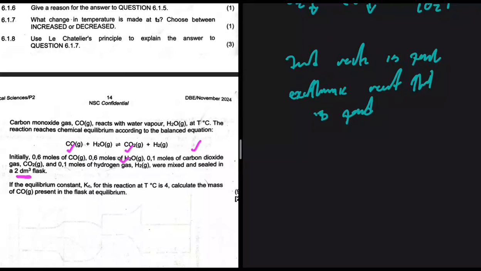How often do we find the volume of 2 dm³? It's like an examiner's favorite, this volume of 2 dm³. But anyway, stories aside. If the equilibrium constant Kc for this reaction at T degrees Celsius is 4, calculate the mass of carbon monoxide present in the flask at equilibrium.